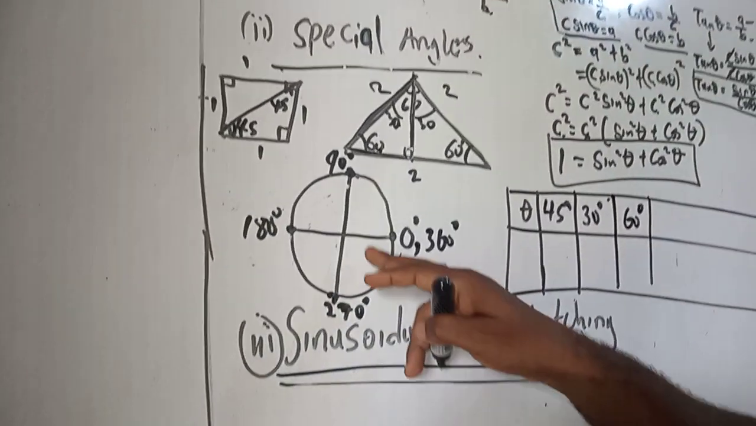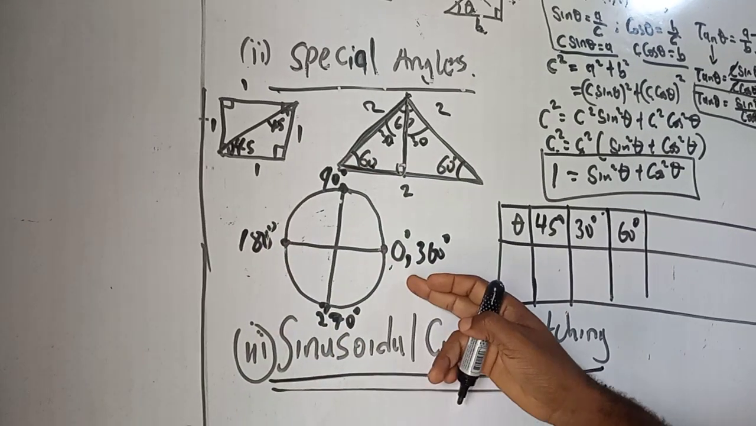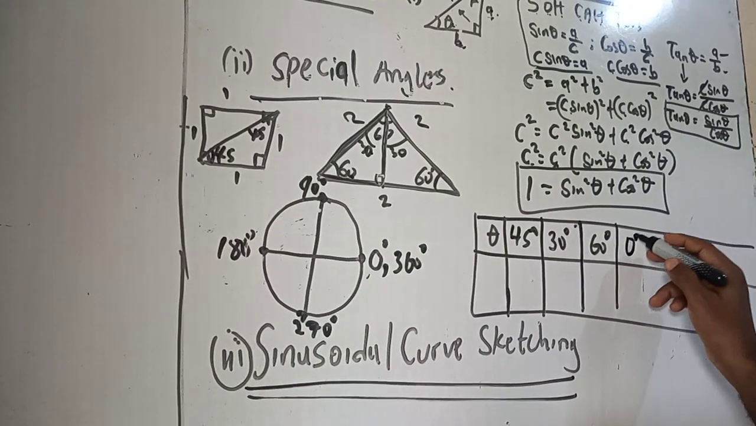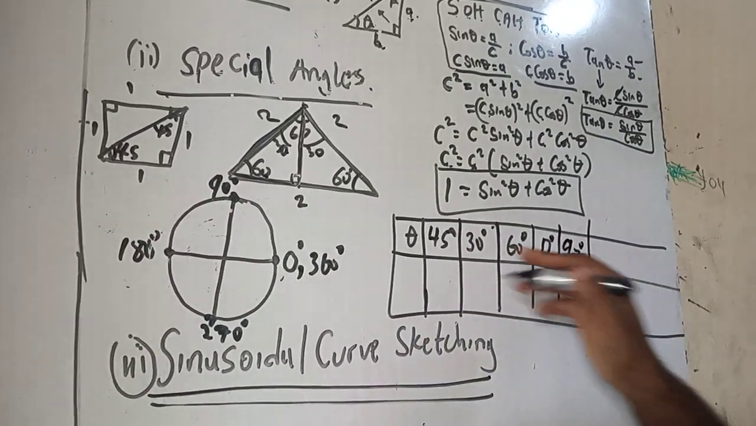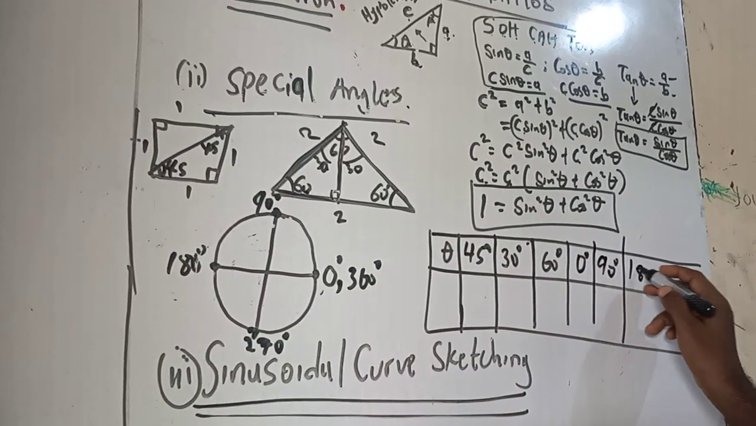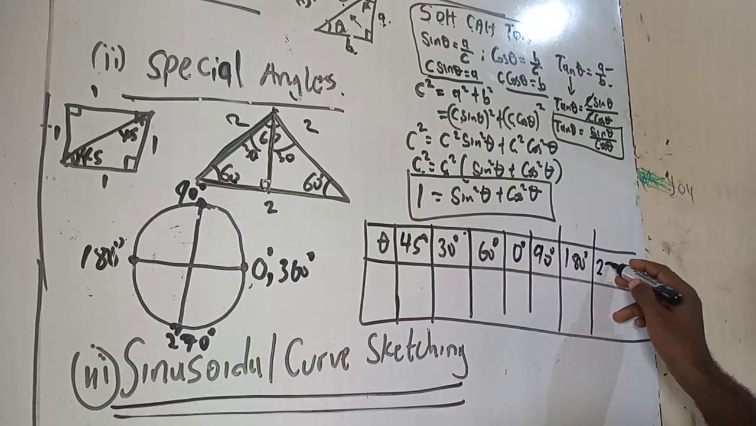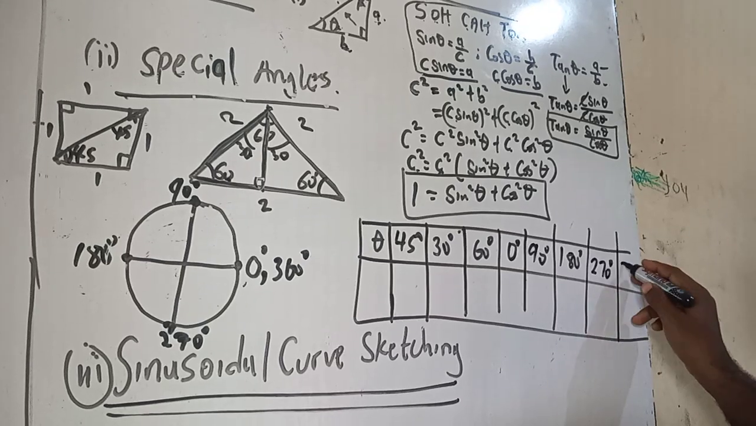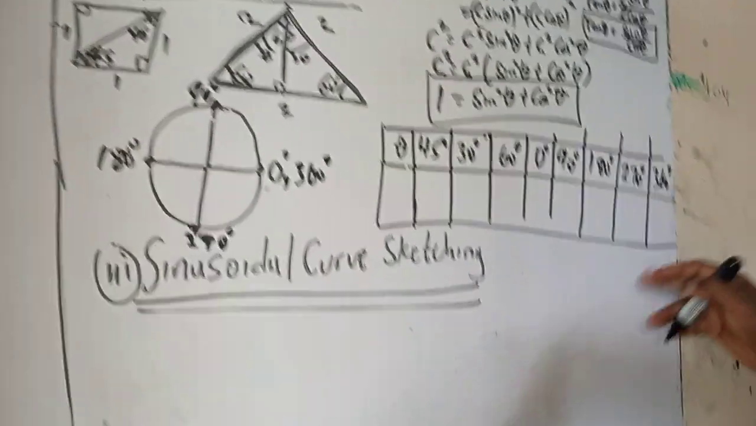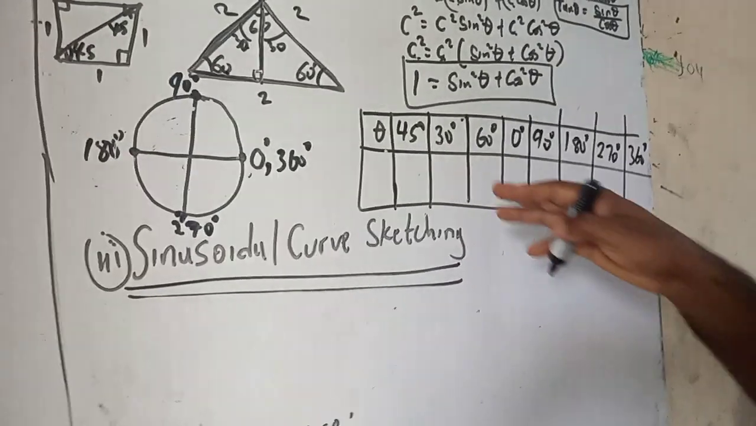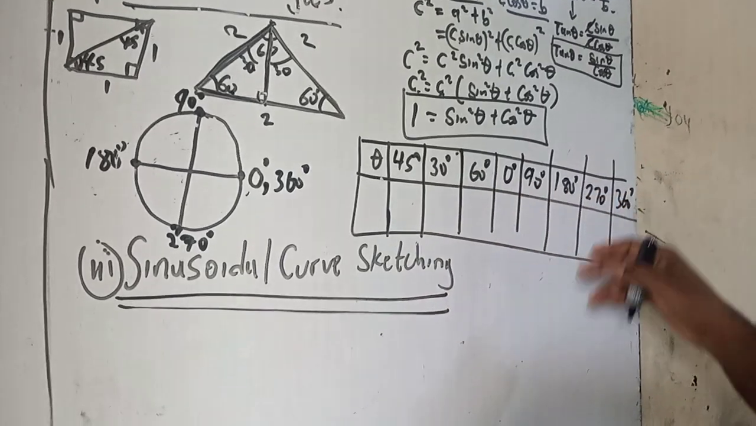Now if you look at this circle that I have, all the angles that I've indicated here are special angles. So we have angle 0 degree, followed by angle 90 degree, followed by angle 180 degree, followed by angle 270 degree, then followed by angle 360 degree. So all these are called special angles. So I want to develop trigonometry ratios for these special angles.